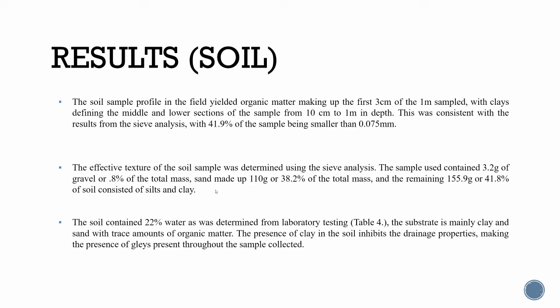The effective texture of the soil sample was determined using the sieve analysis. The sample contained 3.2 grams of gravel, or 0.8% of the total mass. Sand made up 110 grams, or 38.2% of the total mass, and the remaining 155.9 grams, or 41.8% of the soil consisted of silts and clay.